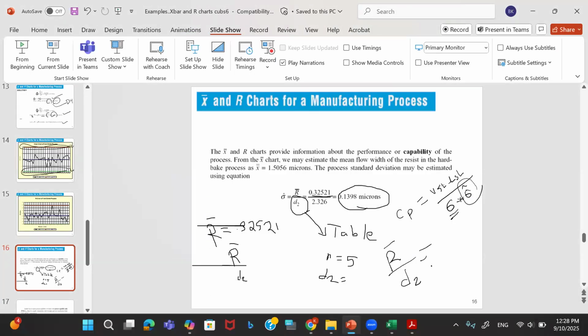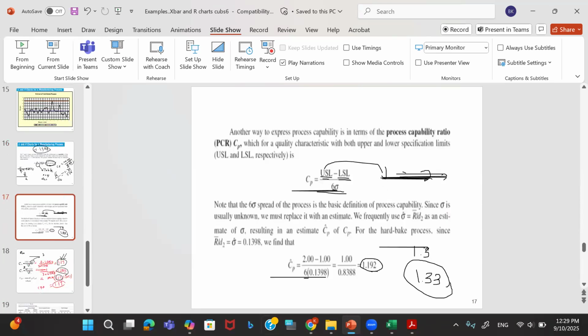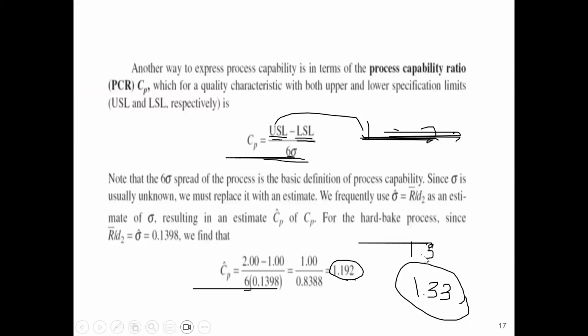So I would say 0.325 divided by 2.326. This will give me the standard deviation which I am looking for, which is 0.1398. Then I plug in the numbers: upper specification limit minus lower specification limit, divided by 6 times the standard deviation. This will give me 1.192. This is the CP.